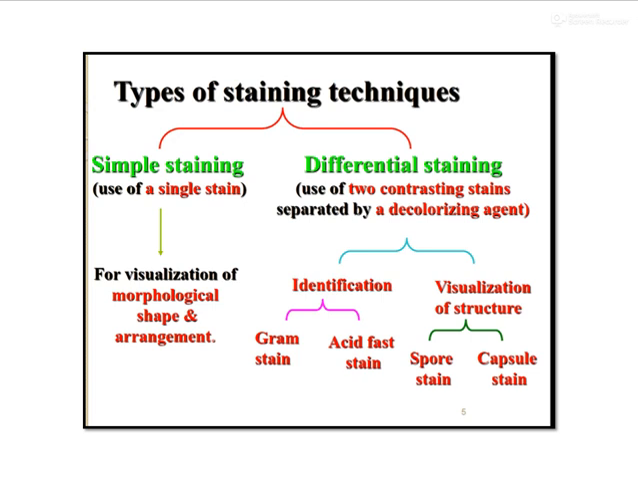Or sometimes you can visualize certain specialized structures of the microorganism like the spore or the capsule by specialized staining techniques. Sometimes you can view the flagella using flagellar staining. You can visualize the spore of the microbe by using the spore staining technique. You can view the capsule by using the capsule staining technique. So all these differential staining techniques mainly involve two different stains enabling us to distinguish various properties of the different microbes under study. So let's move on.